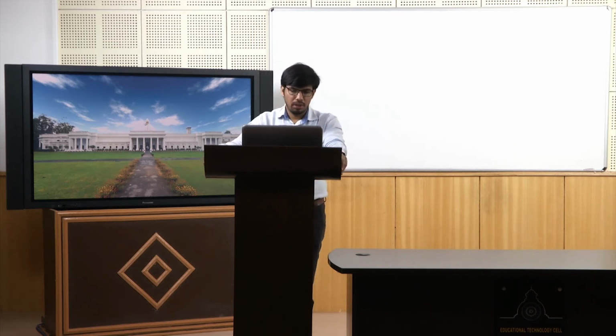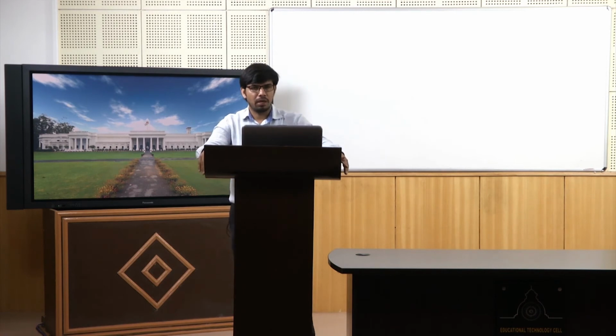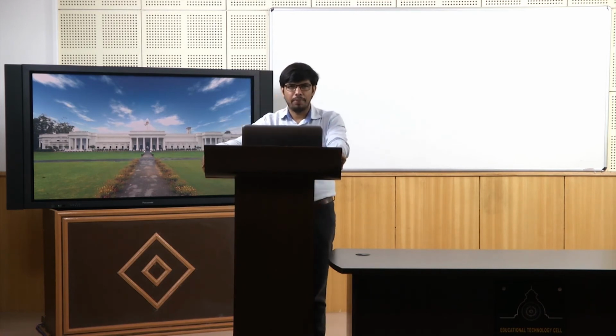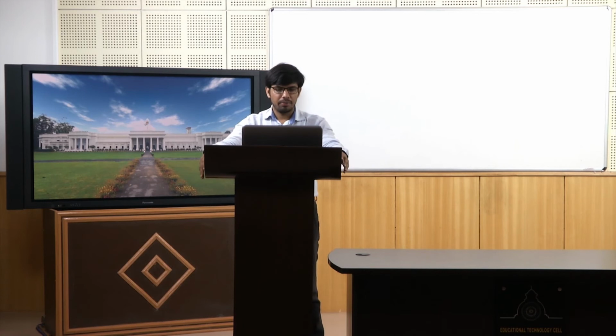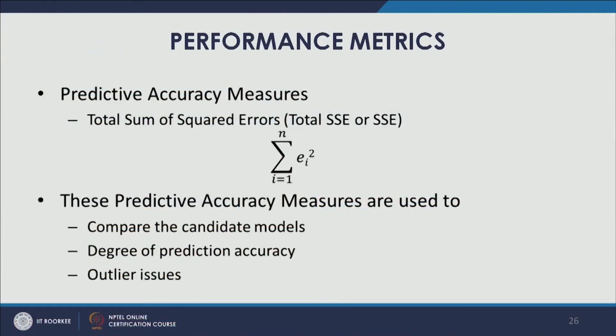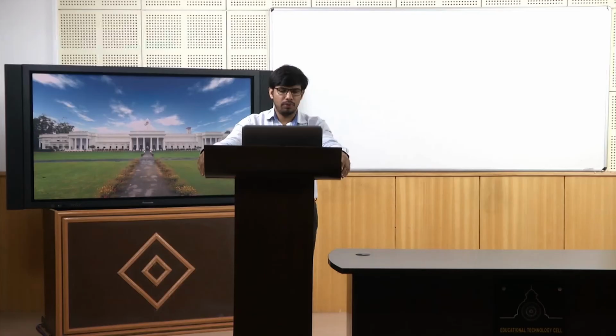Now these are the measures we have talked about for the prediction task. Where can we use them? We can use them to compare the candidate models, as we have been discussing. We can also assess the degree of prediction accuracy. Now what is the problem with these metrics? There can be a few issues. Outlier related issues could also be there.